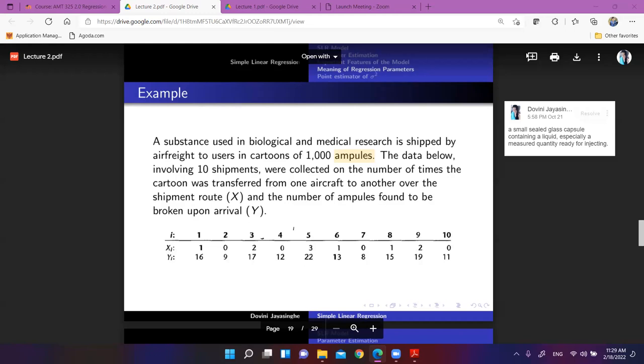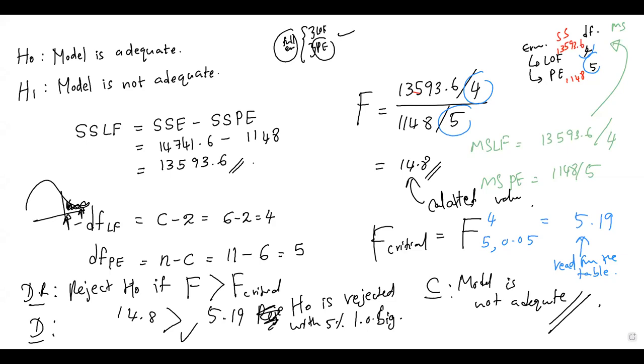I'll just clean this off. First, you have to rearrange the data. So these are the xj's that we have. What are the values that we have under x? 0, 1, 2, and 3. Okay. So when x is 0, we had 4 observations.